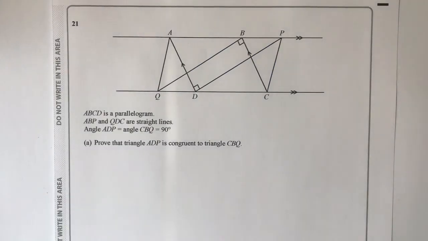Okay, so question number 21. So we've got this proof, and it's a proof using parallelograms and right-angled triangles and some parallel lines as well. So it's a little bit tricky to follow, but hopefully you'll be able to follow me through on this particular proof. Okay, so the first thing is that we've got to prove that triangle ADP is congruent to triangle CBQ.